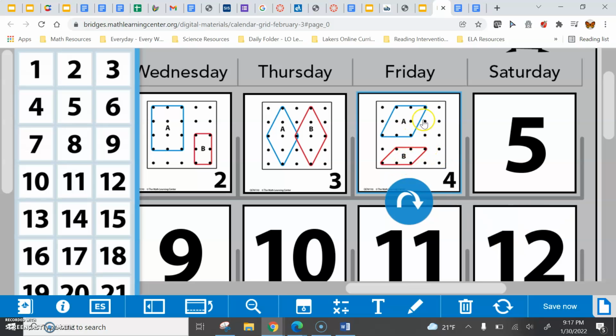This has 1, 2, 3 rows of dots, and this rhombus has only 2 rows of dots. They are not congruent.